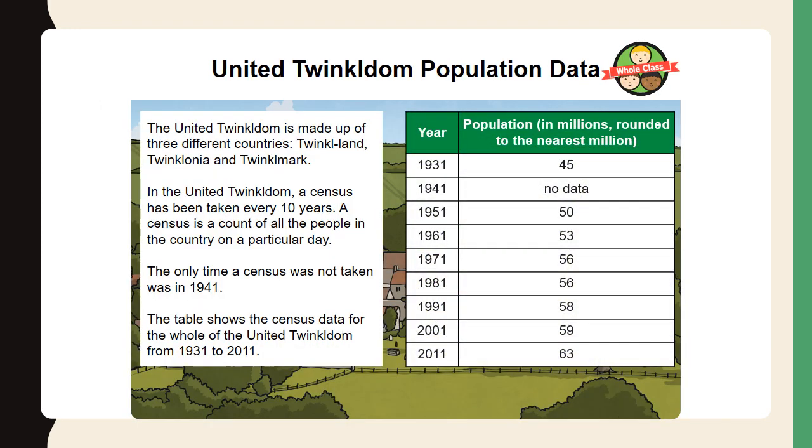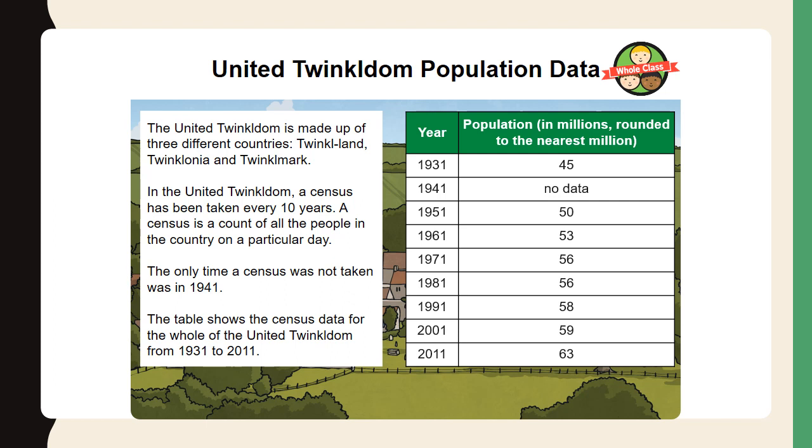Now, the United Twinkledom is made up of 3 different countries. Twinkleland, have you been there? Twinkleonia, have you been there? And Twinklemark. In the United Twinkledom, a census has been taken every 10 years. And so what a census does is it counts all the people in the country on a particular day. The only time that the census was not taken was in 1941.